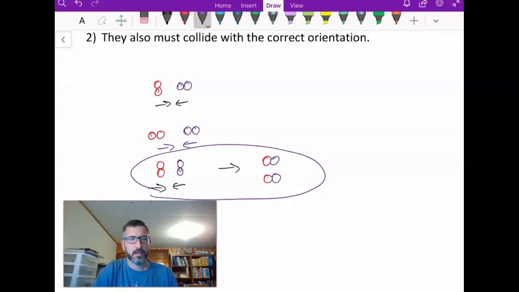So I'm going to insert a couple of questions here. A lot of them are actually from the practice that you already did, just to test a few terms and concepts about collision theory.